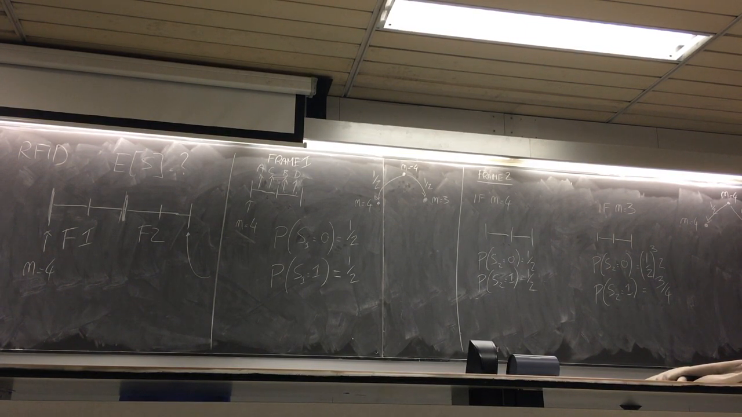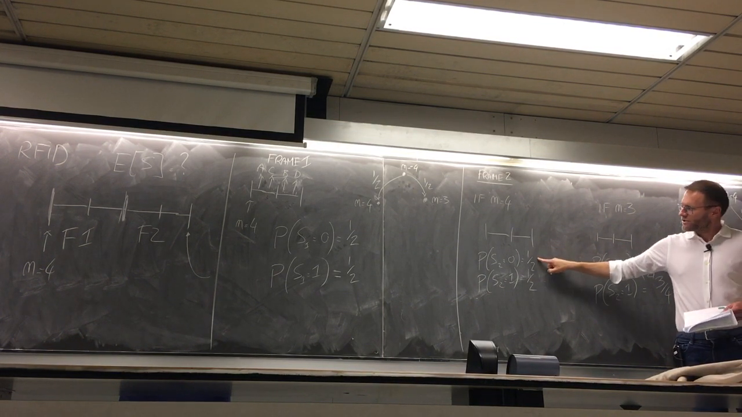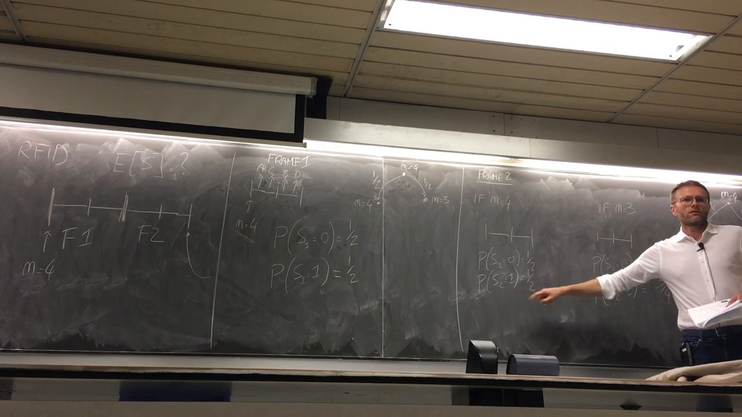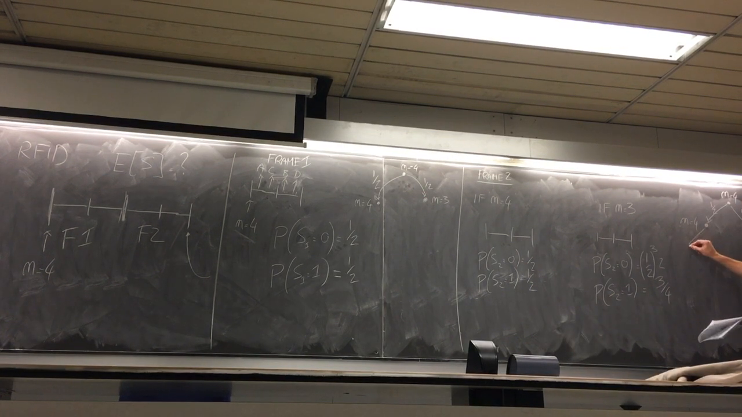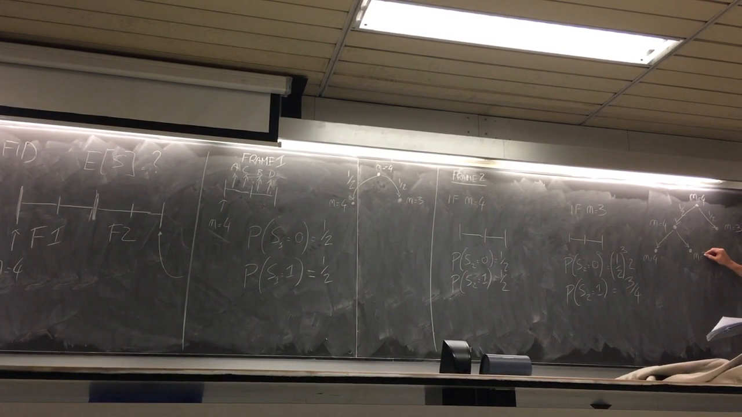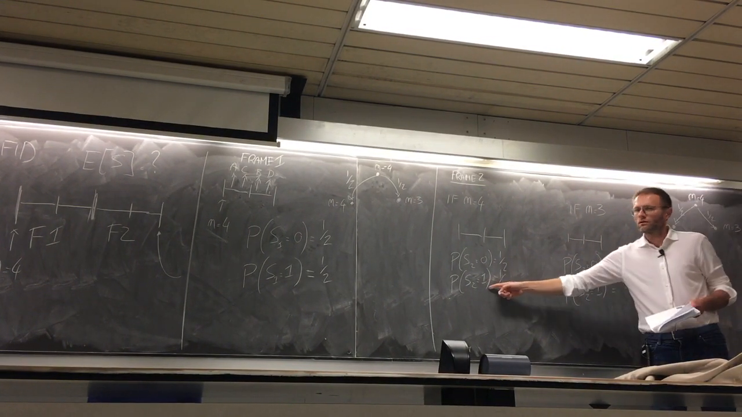After the second frame, if I'm here, I solve either 0 tags or 1 tag. So I have 2 more paths that lead me to an ending point where n is still equal to 4, so I solve nothing after 2 frames, or n is equal to 3 because I solve 1 tag.